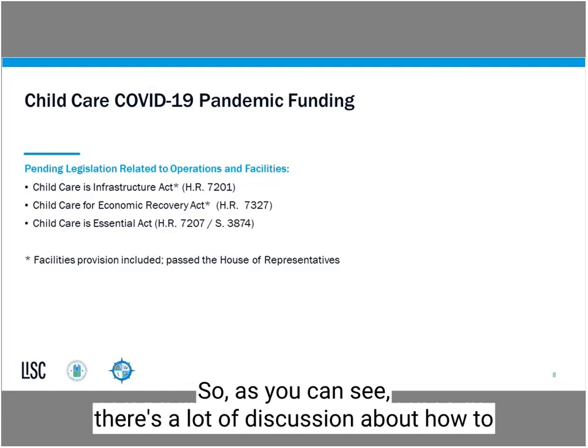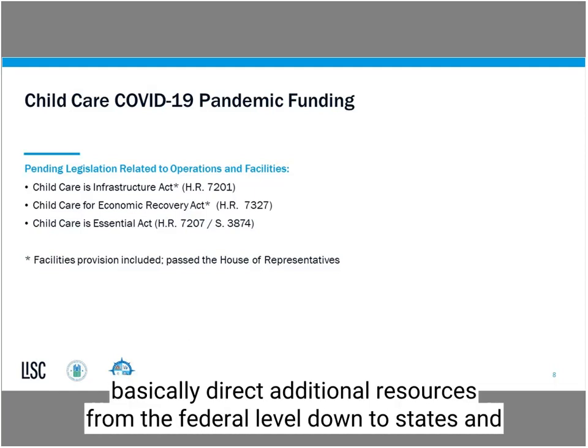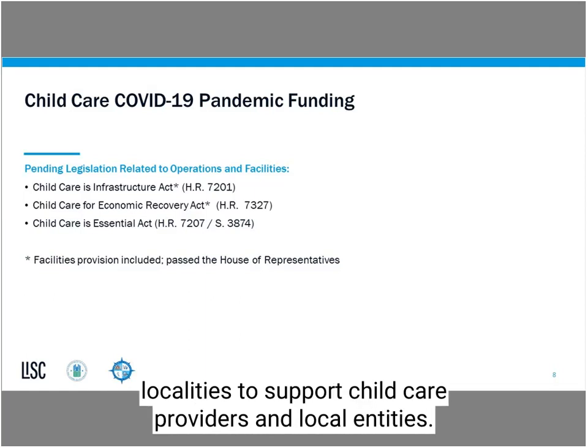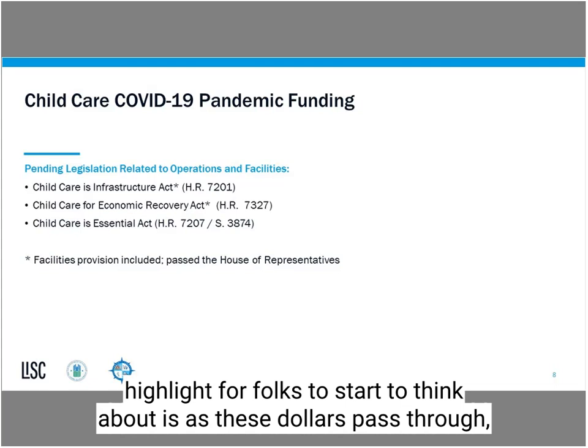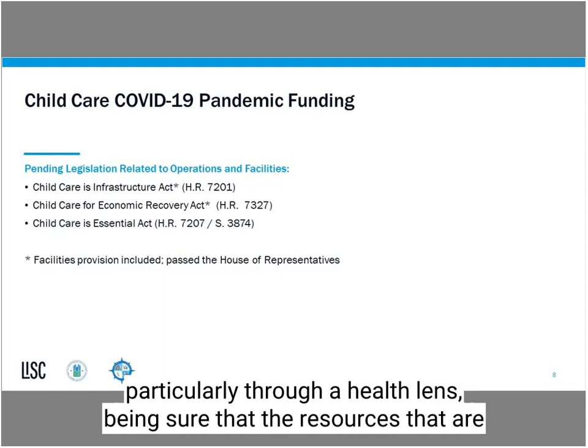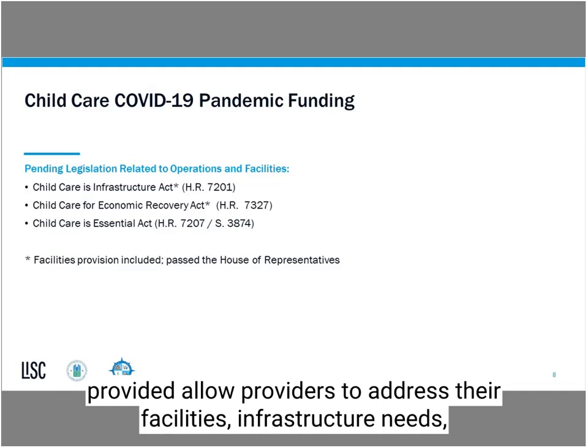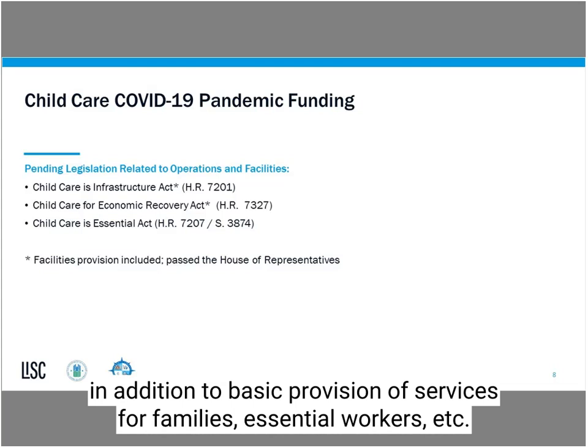So as you can see, there's a lot of discussion about how to direct additional resources from the federal level down to states and then into localities to support child care providers and local entities. One of the things that we would highlight for folks to start to think about is, as these dollars pass through, particularly through a health lens, being sure that the resources provided allow providers to address their facilities and infrastructure needs in addition to basic provision of services for families, essential workers, et cetera. Next slide.